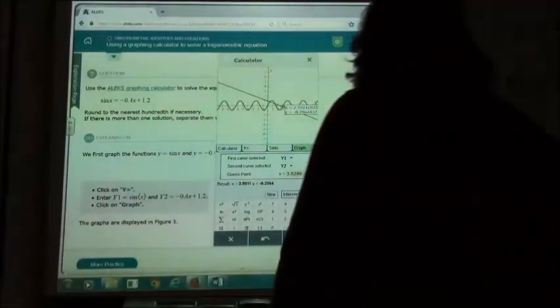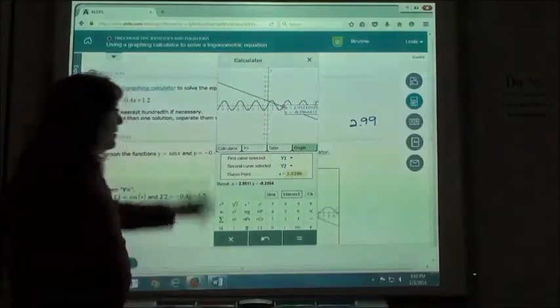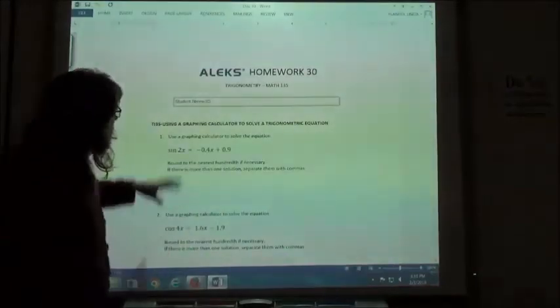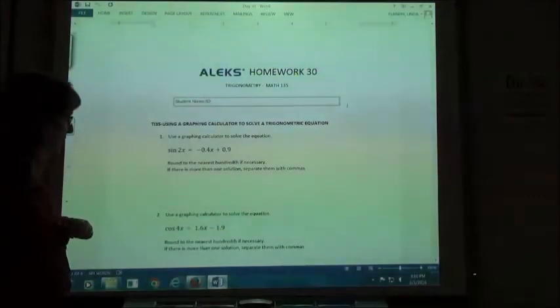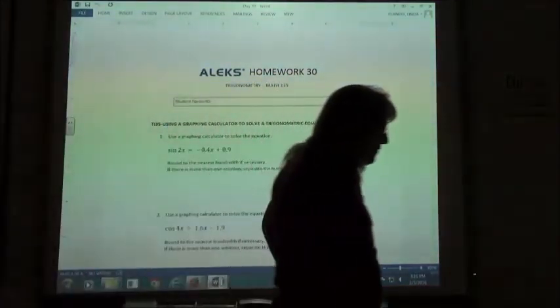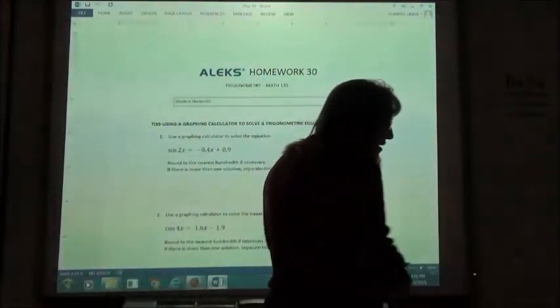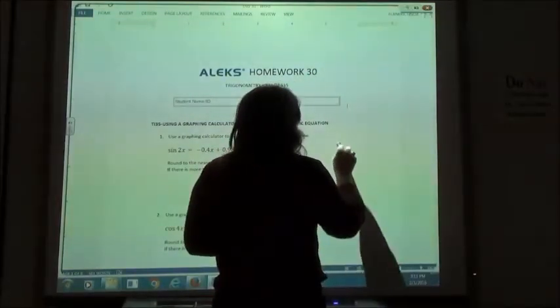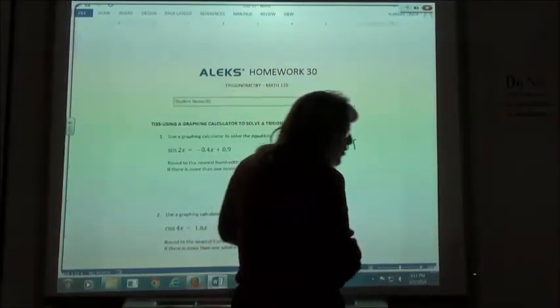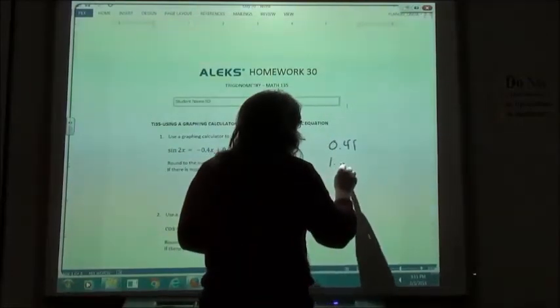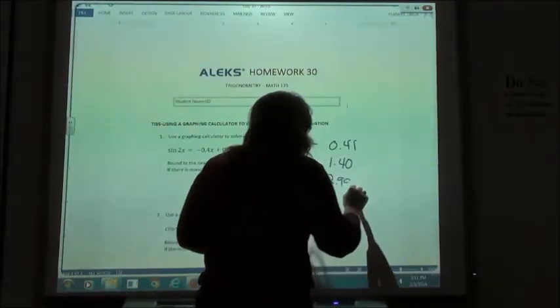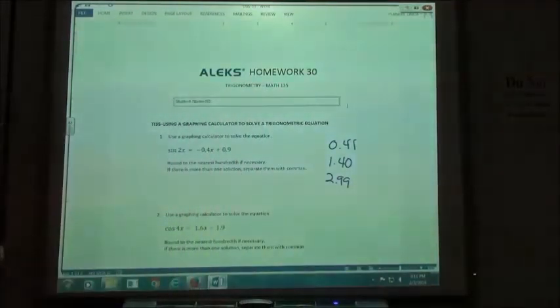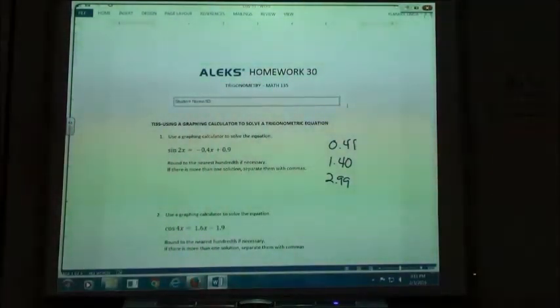So again, going back to our question, the sine of 2x equals negative 0.4x plus 0.9. We would have those three answers that we got by finding the intersection. 0.41 was the first one we got, 1.40 was the second one, and 2.99 was the last one. So it's just as easy as punching it into the calculator and then finding those intersections.